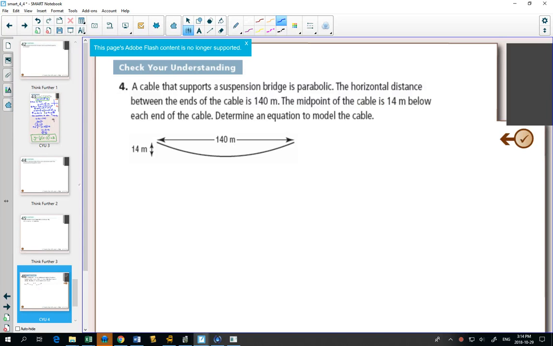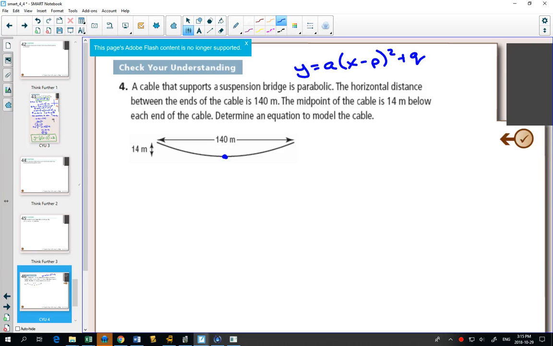A cable that supports a suspension bridge is parabolic. So you know that there's an equation for this in this form. The horizontal distance between the ends of the cable is 140 meters. The midpoint of the cable, where the vertex is, right here, is 14 meters below each end of the cable. We have to make an equation that models this.